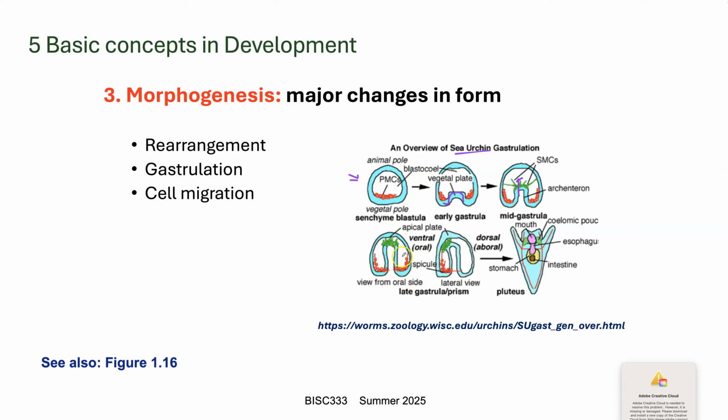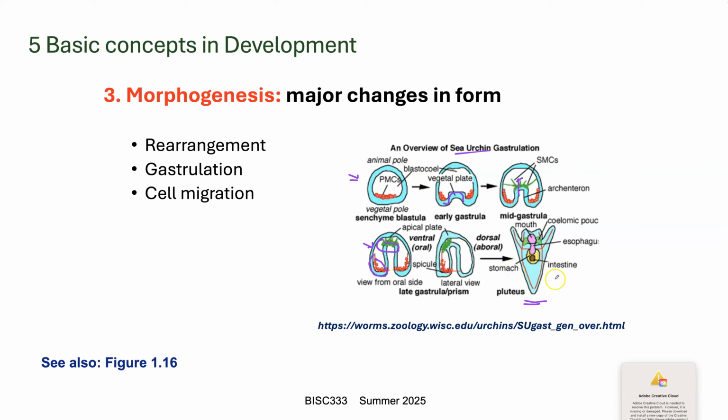to form a very different looking structure here, with certain cells doing one job, other cells doing a different job, and then the cells on the outside, of course, the cells move around and rearrange until you end up with a pluteus larva. So sea urchins have a free swimming stage before they settle down and become sea urchins as you know them.